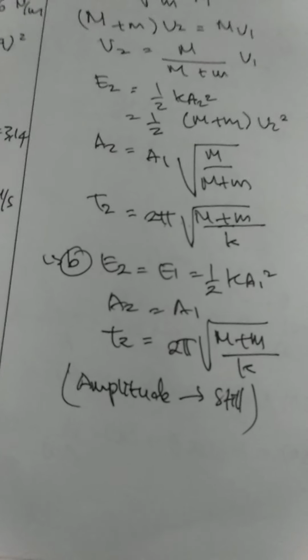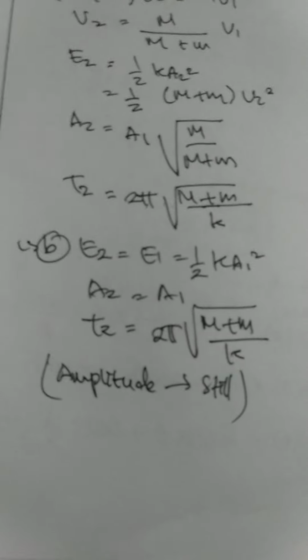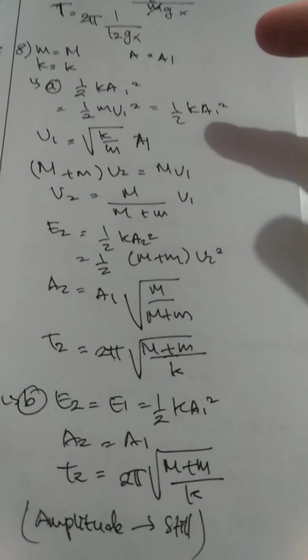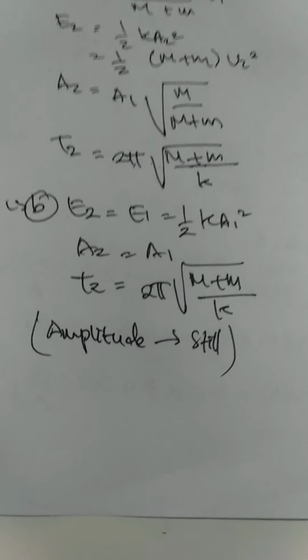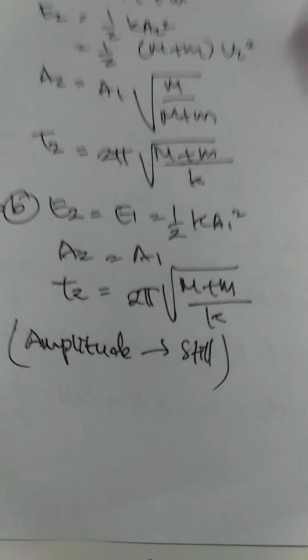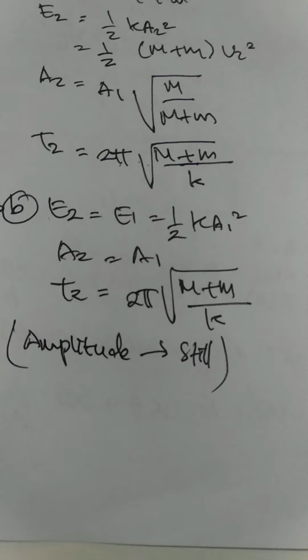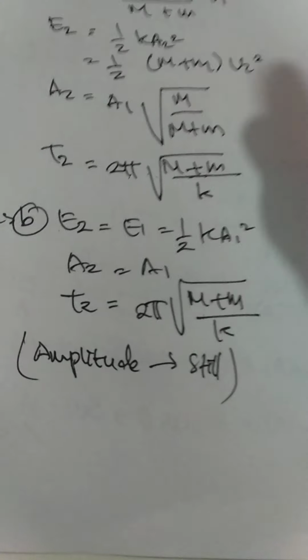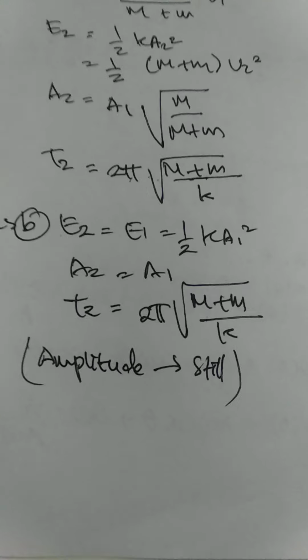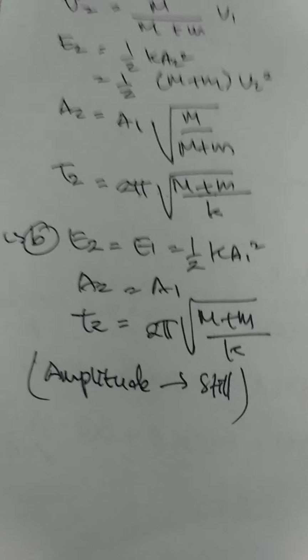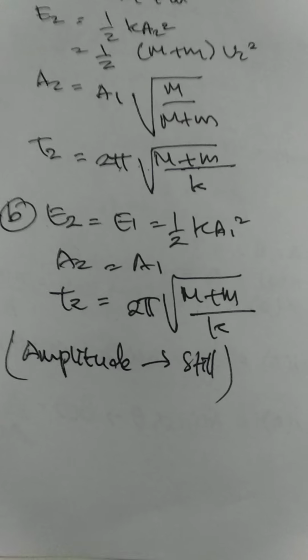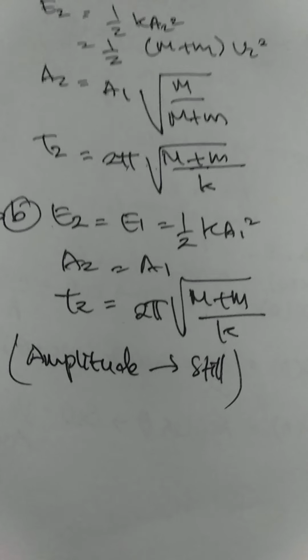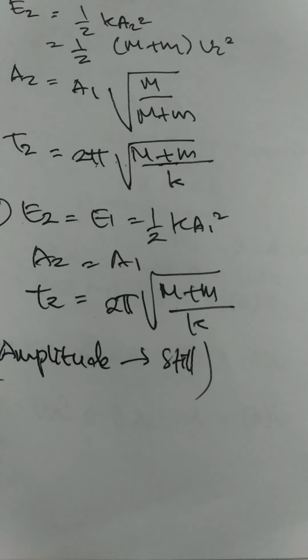And then the next question: repeat part A. Repeat the first question A. A2 equals A1. The formula is the same with potential energies, but in the spring: 1/2 K amplitude square, A2 equals A1, and period 2 equals 2 pi root of M plus m per K, the amplitude still the same.